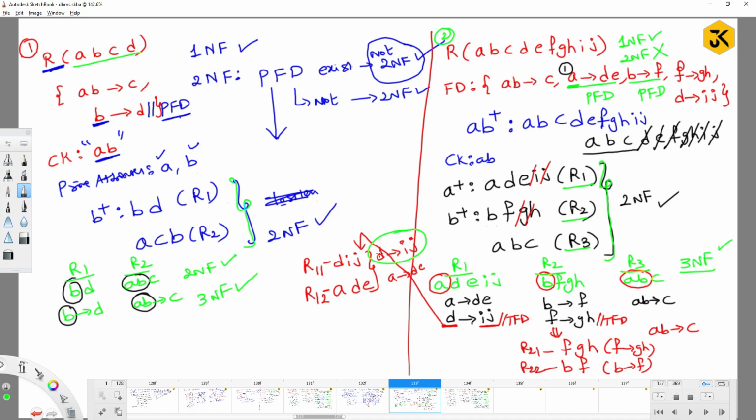So if you observe, R11 contains one FD, R12 also contains only one FD, so directly they are in 3NF. Here also R21 contains one FD, 3NF. R22 contains only one FD, we can call it 3NF. Here also only one FD, we can call it directly 3NF. So in combination we can call it completely 3NF.